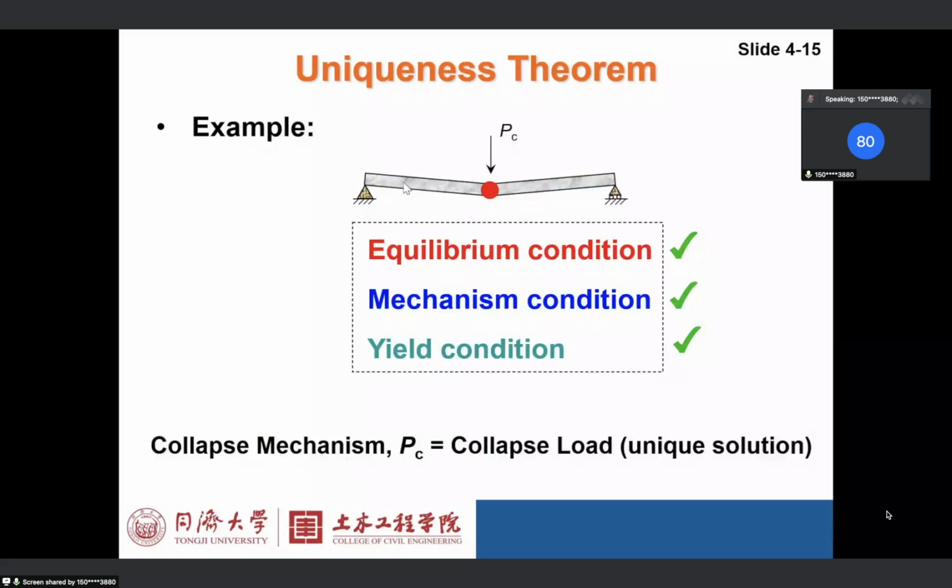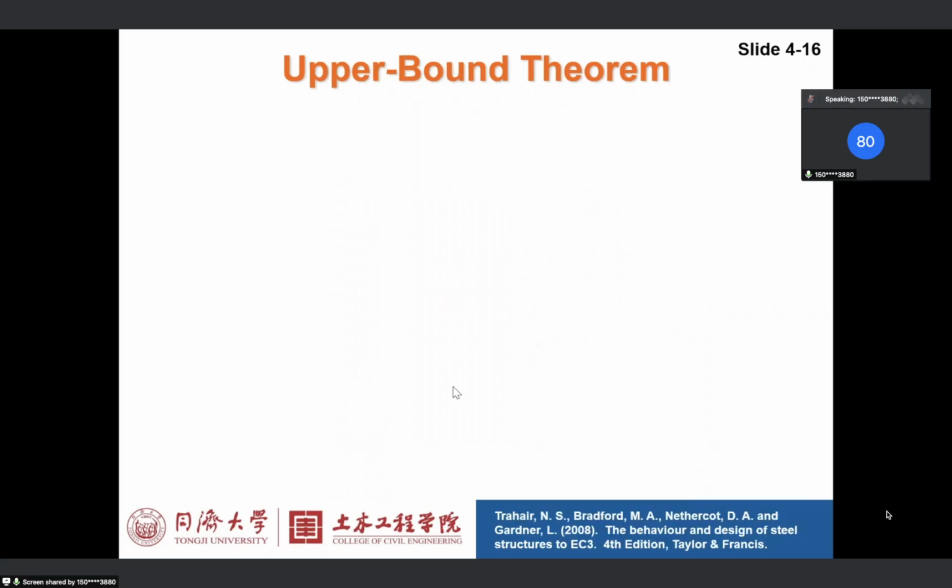So, as I mentioned, for example, this is a simply supported beam and everything is satisfied, and you will get the right one, the unique solution. Okay, what is the upper bound theorem? Upper bound theorem means you will get an upper bound value.